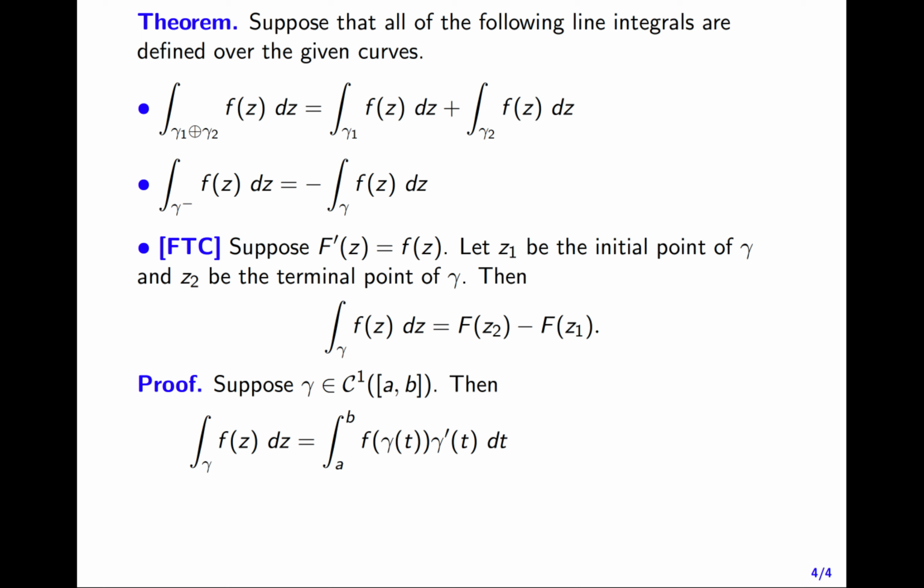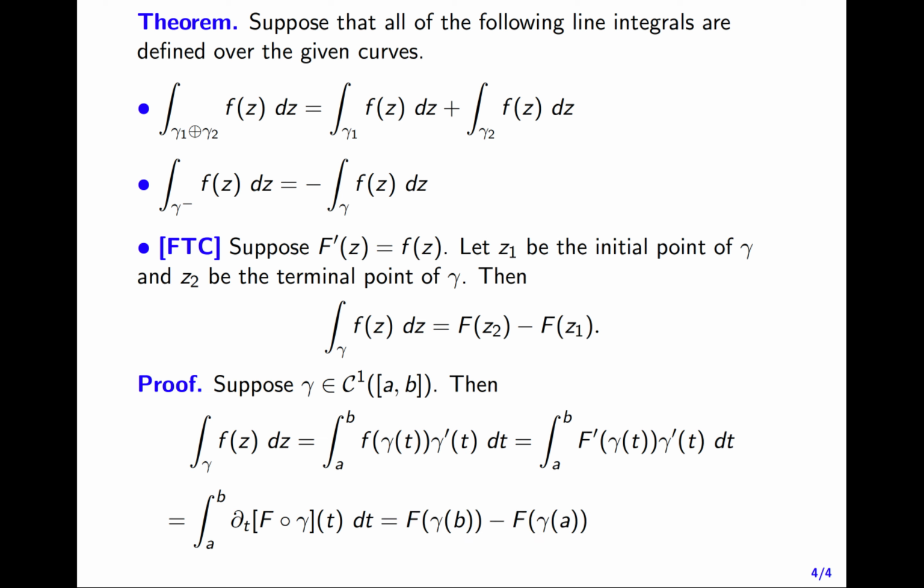So let's look at the integral from a to b of f composed with gamma times gamma prime. I'm going to replace little f with big F prime. So this is the integral from a to b of big F prime of gamma of t times gamma prime of t. Look at that integrand for a moment and recognize it as the chain rule. So this is the integral from a to b of the t derivative of big F composed with gamma. So I have the integral of a perfect derivative. This gives me big F of gamma of b minus big F of gamma of a. And what is gamma of b or gamma of a? Well, it's just the initial and terminal points of the curve. This is big F of z2 minus big F of z1. This is our fundamental theorem of calculus for line integrals.